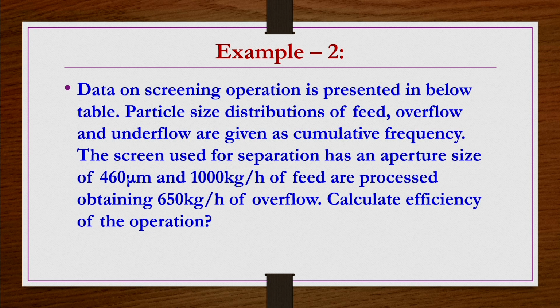Data on a screening operation is presented in the table below. Particle size distributions of feed, overflow, and underflow are given as cumulative frequency. The screen used for separation has an aperture size of 460 micron, and 100 kg per hour of feed is processed, obtaining 650 kg per hour of overflow. Calculate the efficiency of the operation.